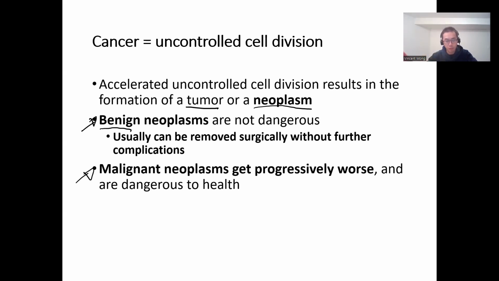If you remove it, usually they don't come back and there's no further complication and life goes on. But if it's malignant, then it could get progressively worse. Surgery can remove most of it, but it might come back. And that's the cancerous version of the tumor. So nobody wants a malignant tumor. A benign one is okay. But how do you know if it's malignant or benign, right?